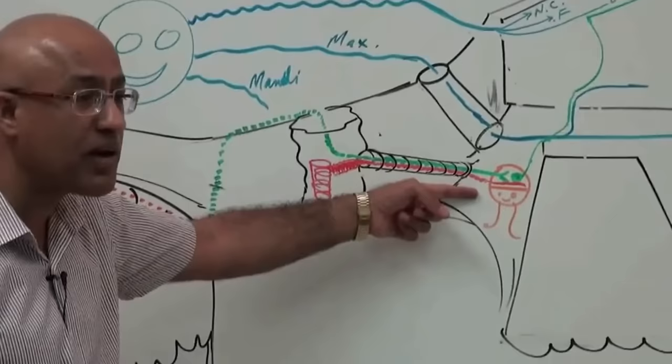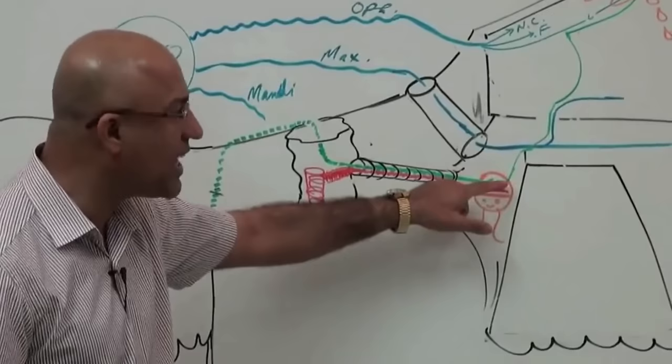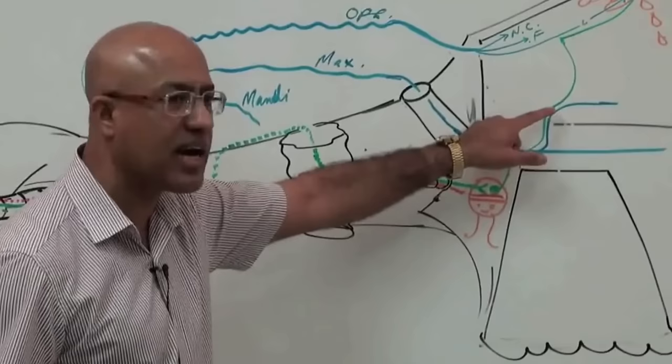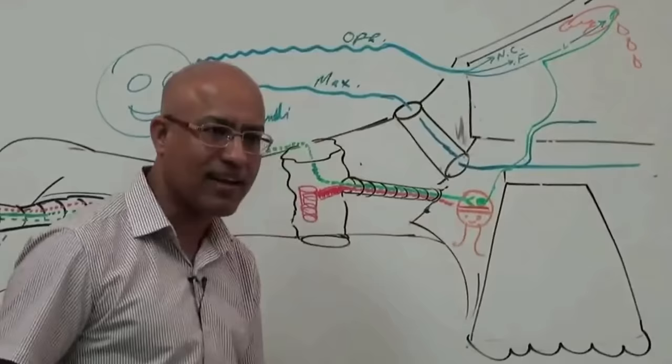From there, the preganglionic fibers end. Postganglionic fibers from here mainly jump to the maxillary nerve, the zygomatic branch, and then the communication of the zygomatic branch to the lacrimal branch, and with that, this fiber reaches the lacrimal gland. This is the minimum you should know about this pathway, lacrimatory.